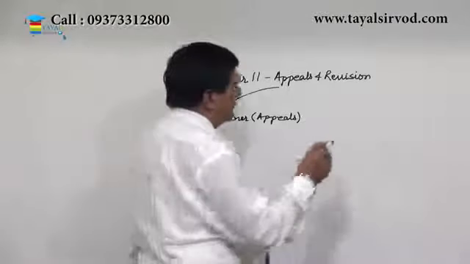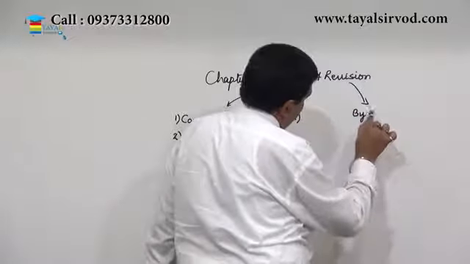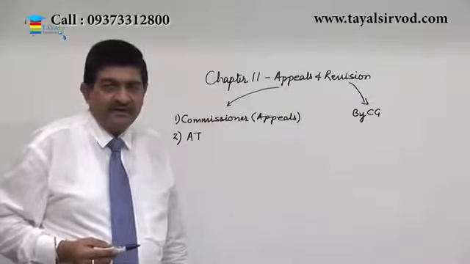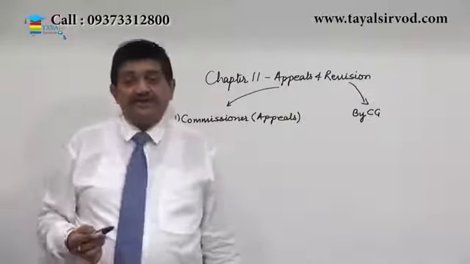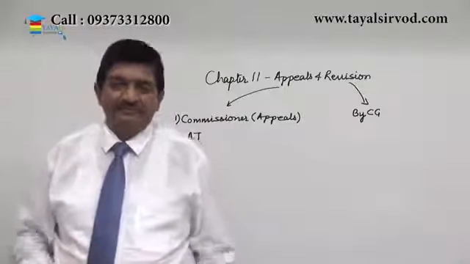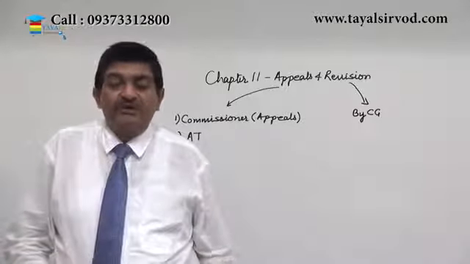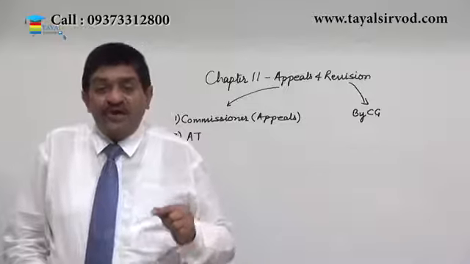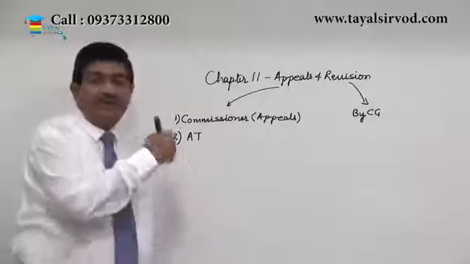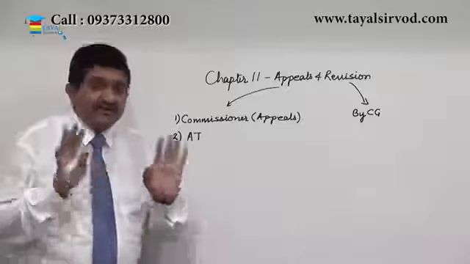So revision is by central government, right? And this is against an order passed by Commissioner Appeals, which is not appealable before the Appellate Tribunal, because Appellate Tribunal does not have jurisdiction on that. Then in relation to that, application can be filed before the central government for revision, and that is the last resort available.